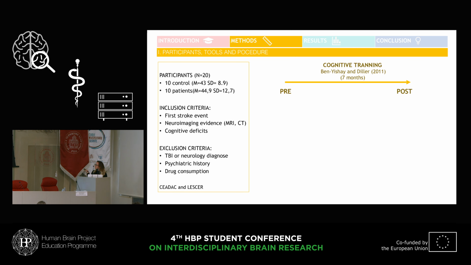So here you have the methods, briefly. We have 20 participants, 10 healthy controls, 10 patients. With the inclusion criteria, we have the first stroke event. This is important. We need MRI to do a source reconstruction that my peers have talked about before. Then cognitive deficits, so they must show some cognitive deficits. And no other neurological diagnosis, psychiatric history, or drug consumption.